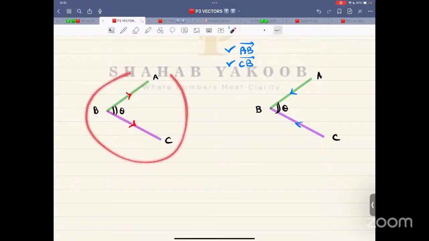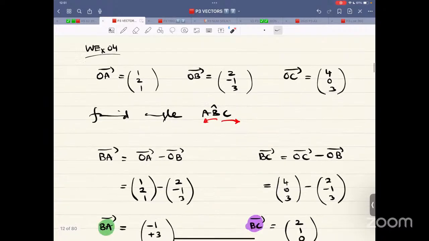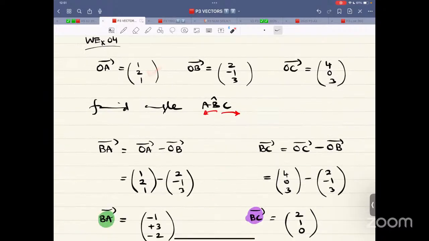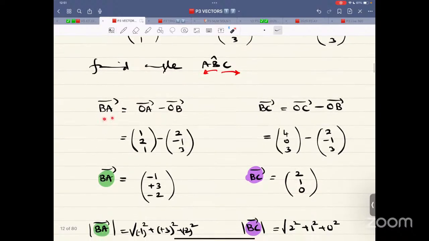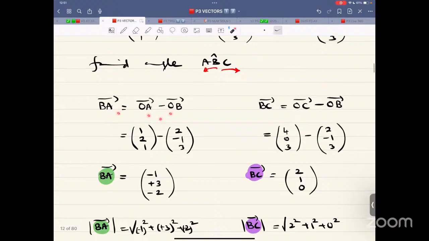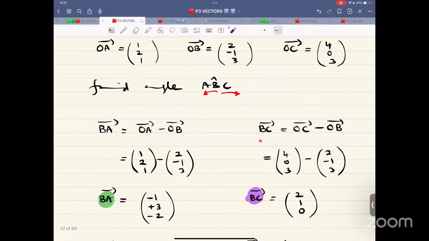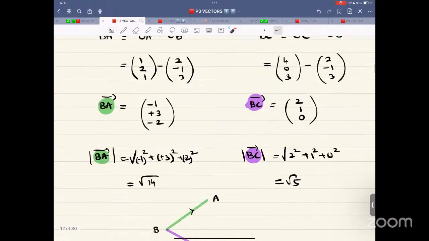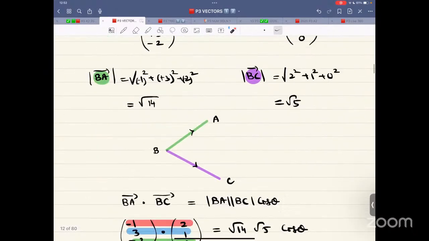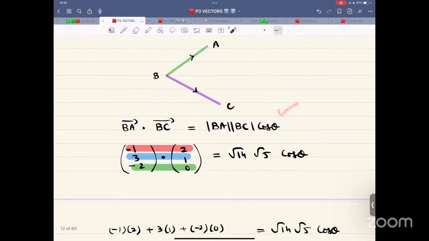You can draw a diagram and say the same thing. This is AB, this is CB. My tendency is to take diverging vectors. For example, this is OA, this is OB, this is OC. Find angle ABC. BA, that is OA minus OB. That is BA. BC, that is OC minus OB. This is BA magnitude, this is BC magnitude. Just apply it as you would apply it before.